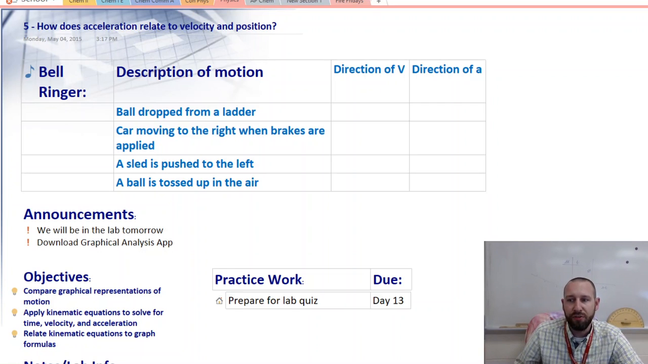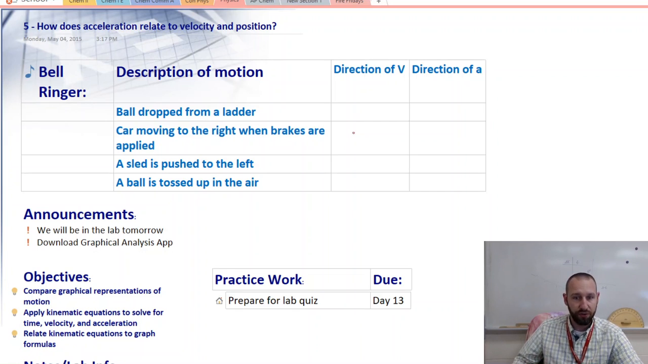If we drop a ball from a ladder, what's the direction of velocity? What's the direction of acceleration? So think on that. We'll come back at the end, so pause it or something. But think about what's the direction of the velocity, positive or negative, and what's the direction of the acceleration, positive or negative. All right? A car moving to the right when the brakes are applied, okay?